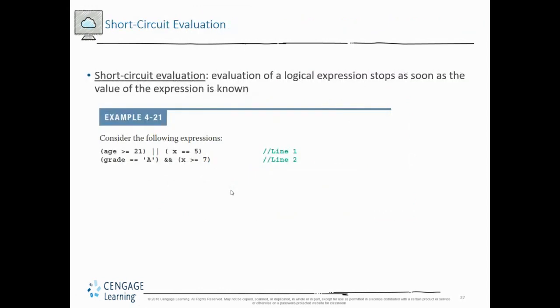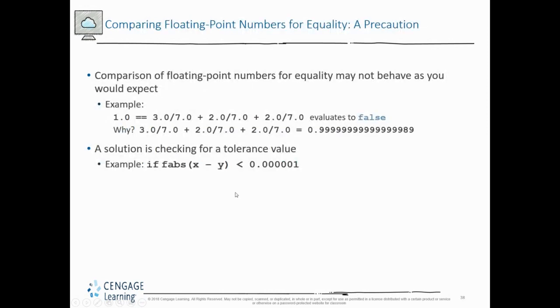All right. Now, short circuit evaluation just basically means you're having a logical expression and it stops as soon as the value of the expression is known. So I do not like these expressions because age greater than or equal to 21 is fine, and the or is fine, but why x equal 5? What in the heck? They're illogical. They don't make sense. Grade equal A, that's fine. Ampersand x greater or equal 7 makes no sense. So I can't understand that logic, okay?